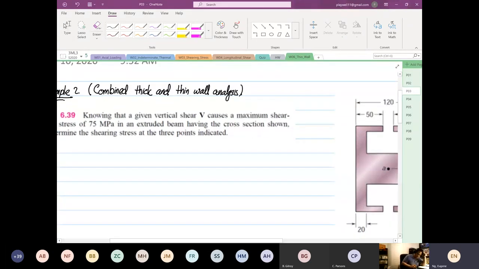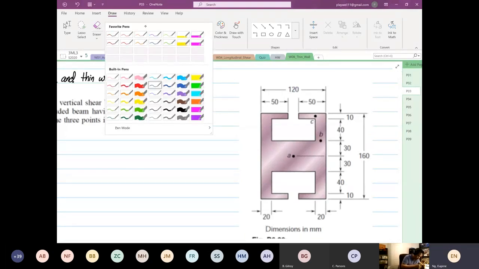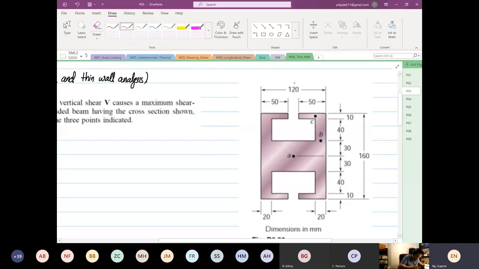So we know from this problem, you have a vertical shear coming down. So the vertical shear is coming down here. You have a vertical shear coming down. So this is your V, right? You have a vertical shear coming down now. So this is your V, right?